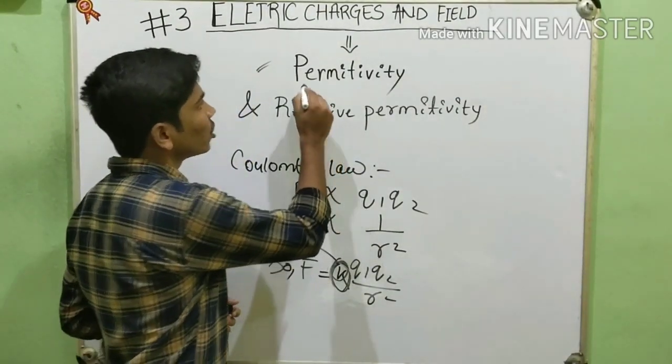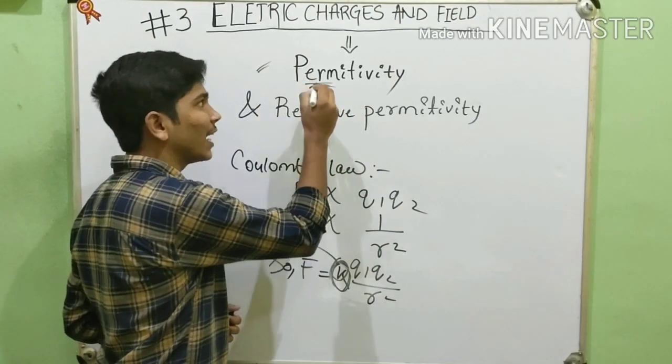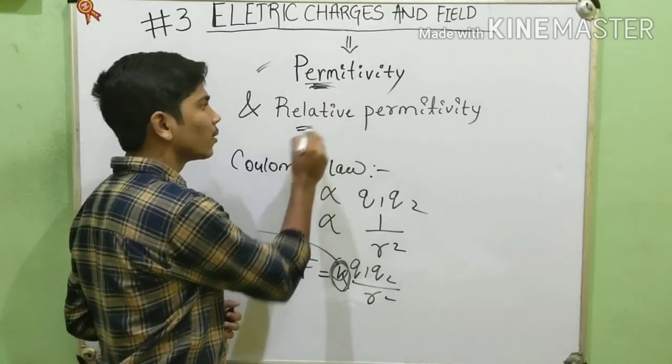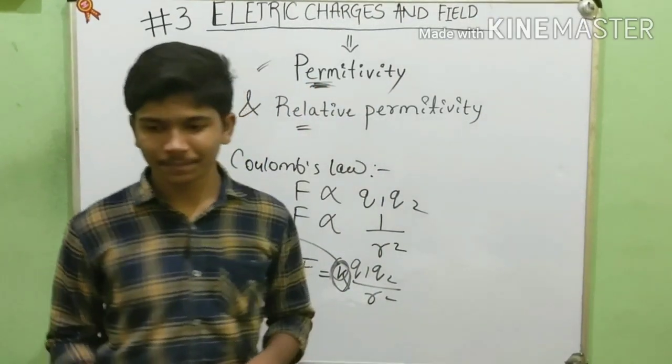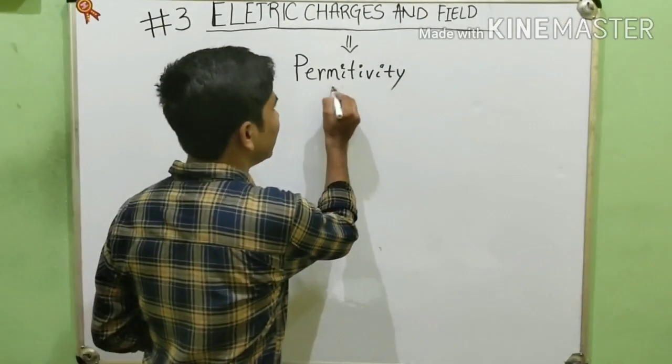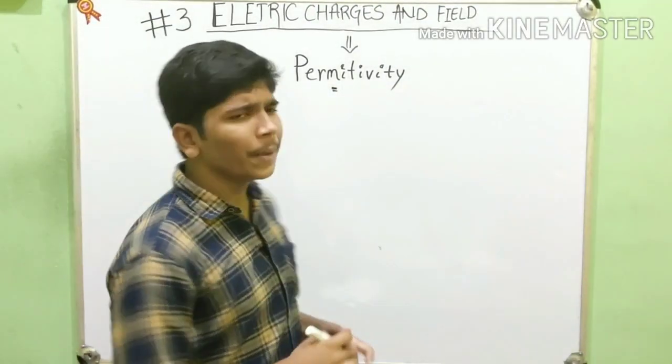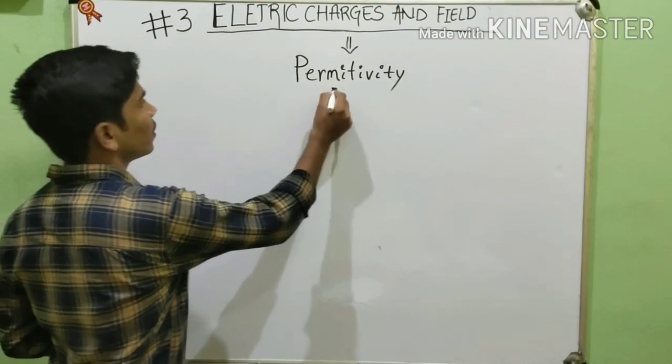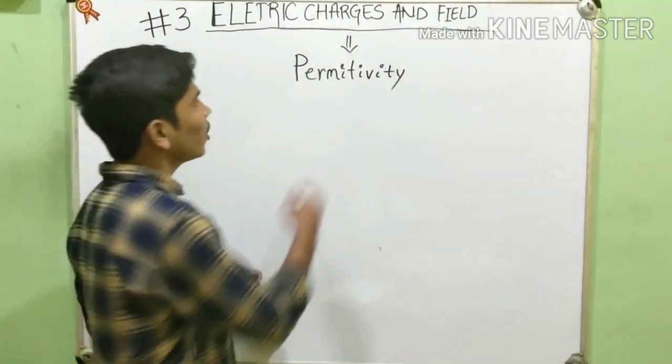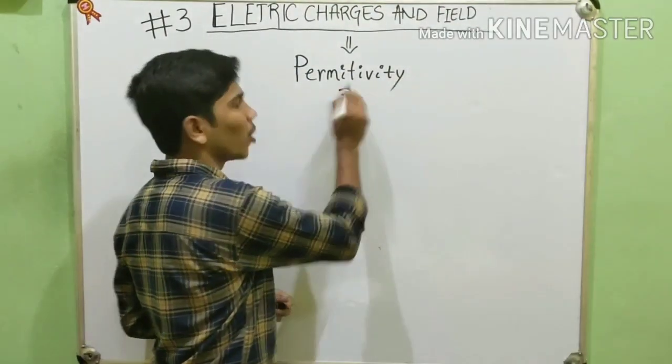First, we will consider permittivity. We will first understand permittivity, then we will consider relative permittivity. So permittivity. Permittivity means which permits. But it is one of the antonyms of permits.